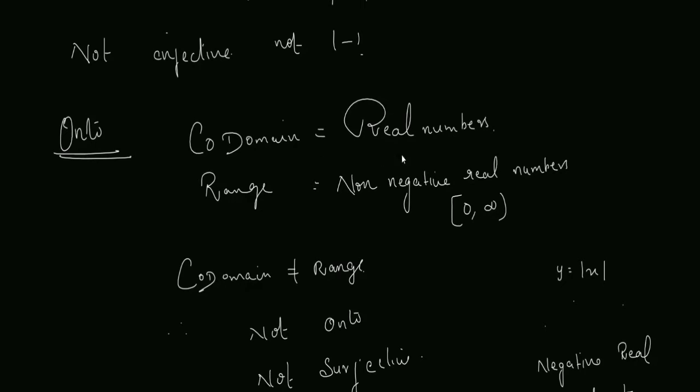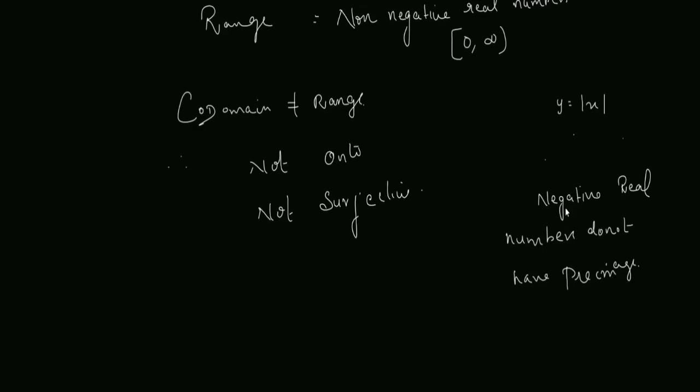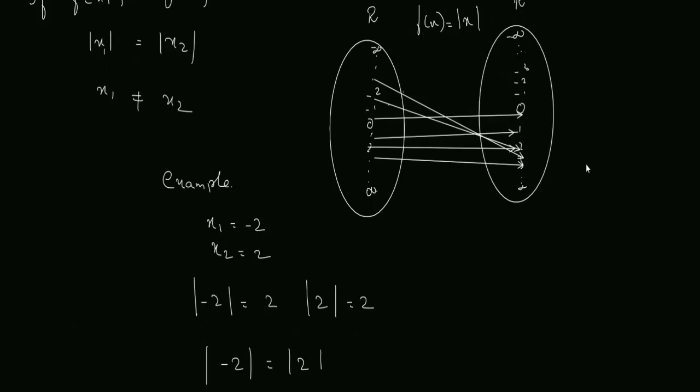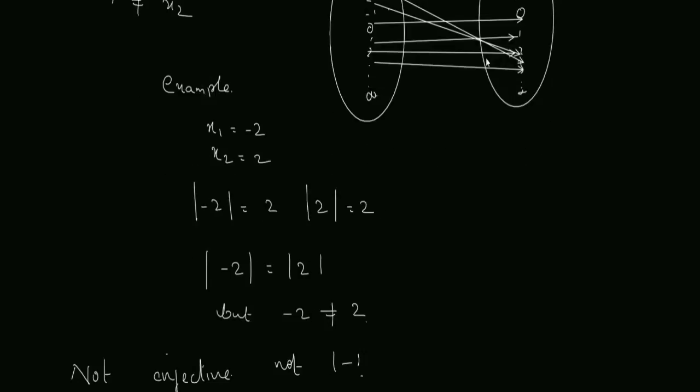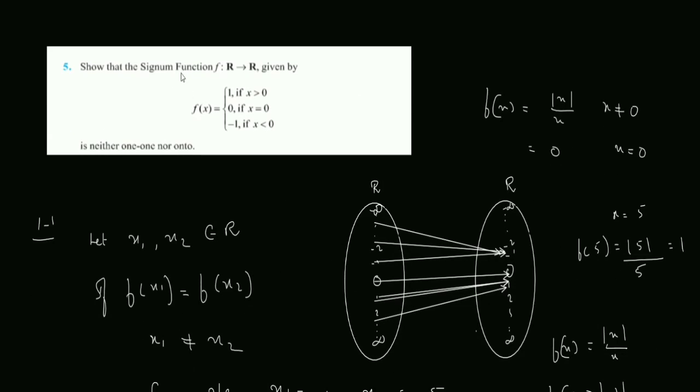Now we'll check whether it is onto. Codomain is the set of real numbers and the range is non-negative real numbers. So the codomain is not equal to the range. Therefore, this is not an onto function also. So you can see in this arrow diagram, the codomain is the set of real numbers and the range is only non-negative numbers. So negative numbers do not have pre-images. The negative numbers in the codomain do not have pre-images. Therefore, the function is not an onto function. The function is neither one-to-one nor onto. Now we'll move on to the next question.